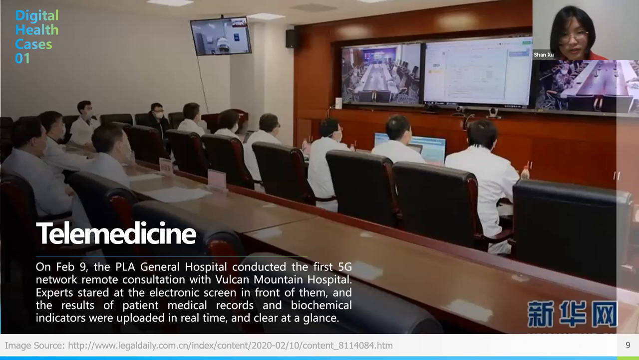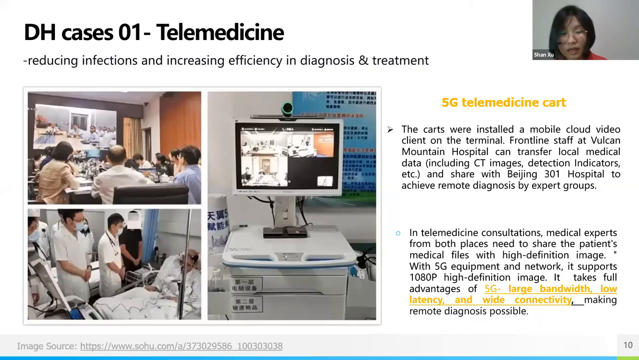This is a picture from February 9th, when the PLA General Hospital conducted a remote consultation, connected through the first 5G network, with Wuhan Emergency Hospital. We can see that experts stared at the electronic screen in front of them, and the results of patients, the medical records and also the indicators are uploaded in real time with the highest resolution images, and they are very clear at a glance.